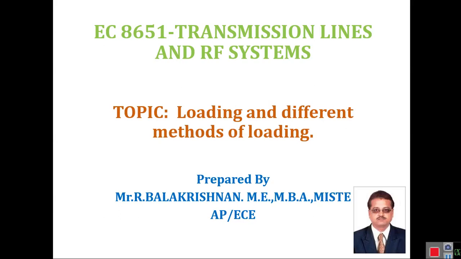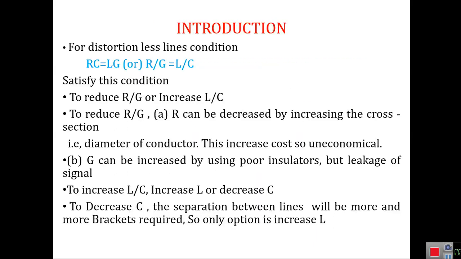Welcome to our channel. Today in this video we will see loading and different methods of loading in transmission lines and RF systems. We know the electrical lines which are used to transmit the electrical waves along them are called transmission lines. The types of transmission line are open wire lines, cables, waveguides, coaxial lines, etc. We also know the transmission line parameters, that is, primary constants and secondary constants.